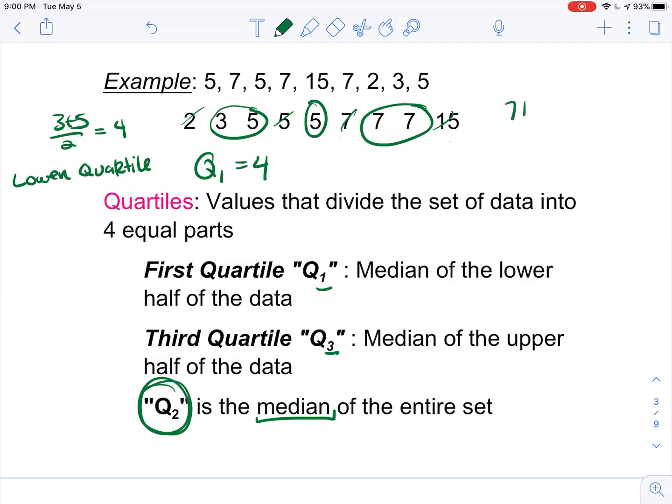Now we look at the upper half of our data. What is the median of this? Well, it's still even, right?